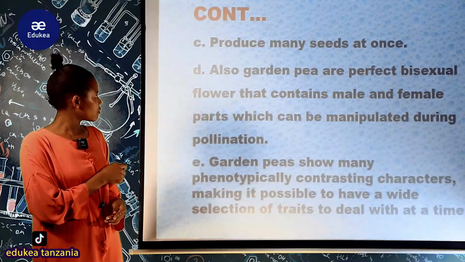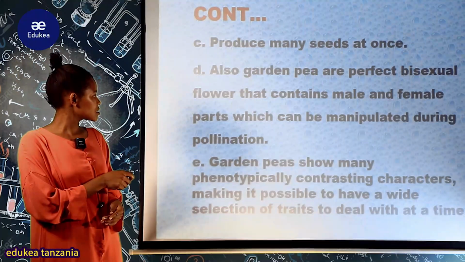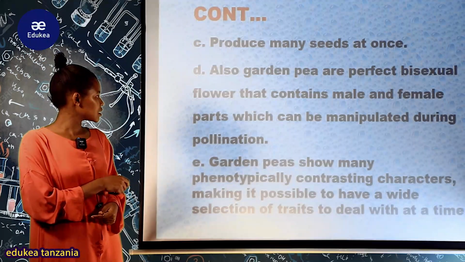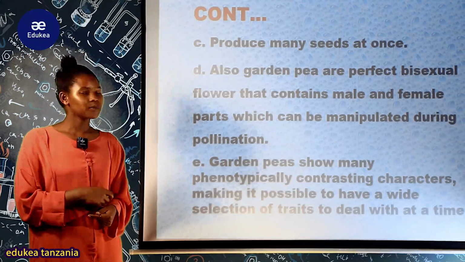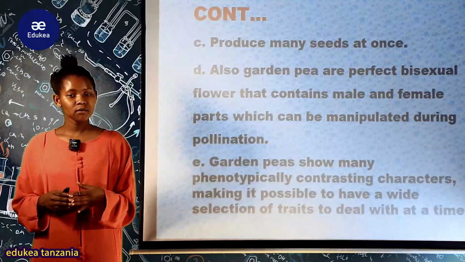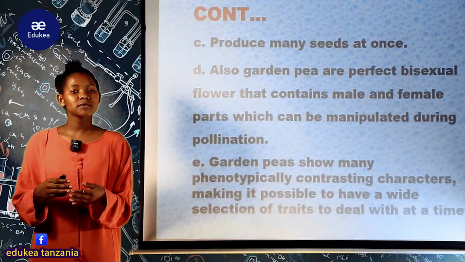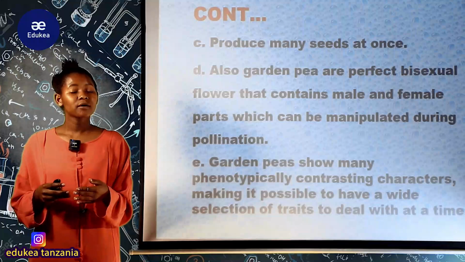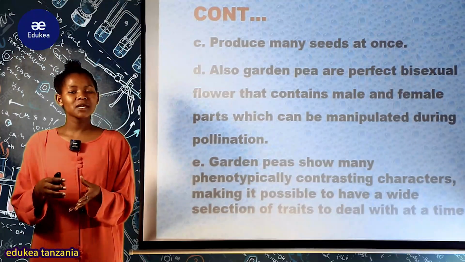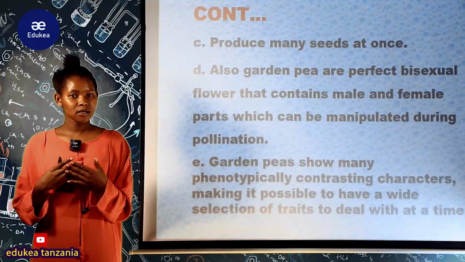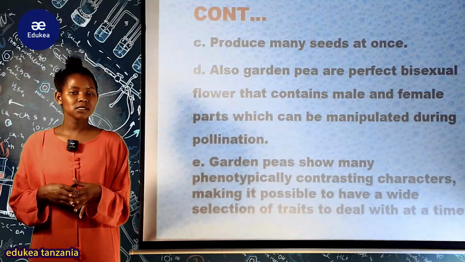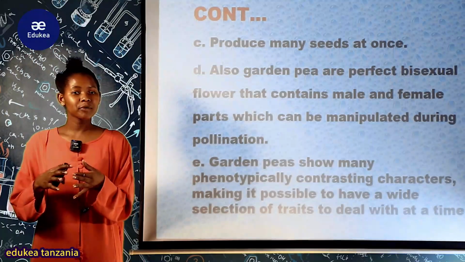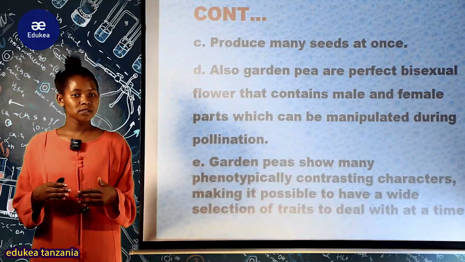Another reason is that garden pea produces many seeds at once. Also, garden pea are perfect bisexual flowers that contain male and female parts which can be manipulated during pollination. Sababu zingine ni kwamba garden pea ilikuwa na uwezo wa kuzalisha lots of seeds per single reproduction. Also, garden pea walikuwa ni bisexual in such a way that ilimsaidia Mendel kuweza kufanya investigation yake kupitia this kind of organism, kwa sababu during pollination garden pea wanaweza kufanya pollination within themselves kwa sababu wana consist both male and female sexual parts.